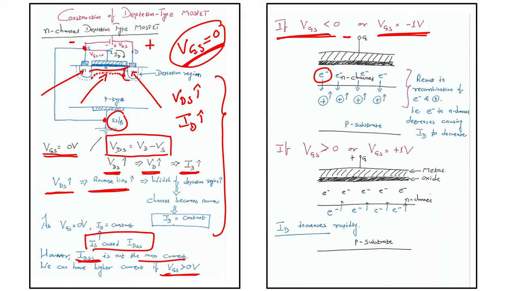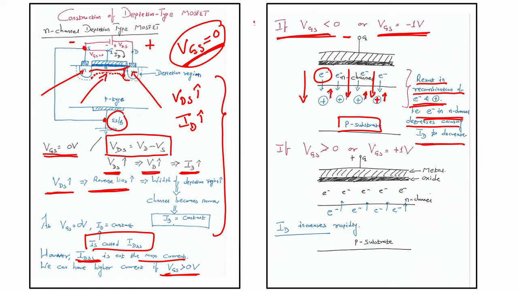This repulsion will push the electrons down to the substrate. You can see there is a substrate. So, electrons will be pushed down like this, and the holes, which have positive charge, that we know, will be pulled up. This will result in recombination of electrons and holes, that is, electrons in the n channel decrease, which causes ID to decrease. So, you get it, right.